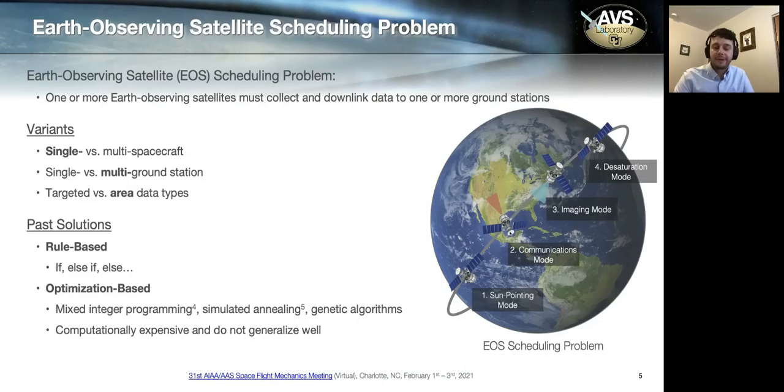So in this work, we focus specifically on the Earth-observing satellite scheduling problem, where one or more Earth-observing satellites must collect and downlink data to one or more ground stations. There are many variants in literature. Here we focus on a single spacecraft, multi-ground station, and area data types where the imager simply needs to point at the ground and collect data.